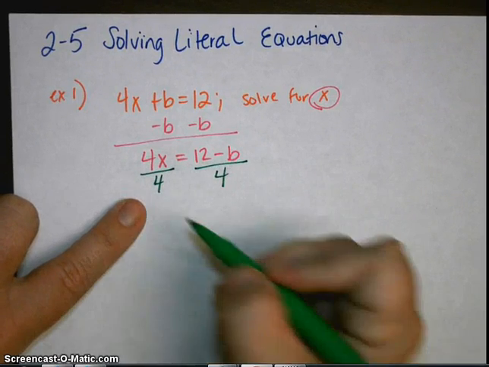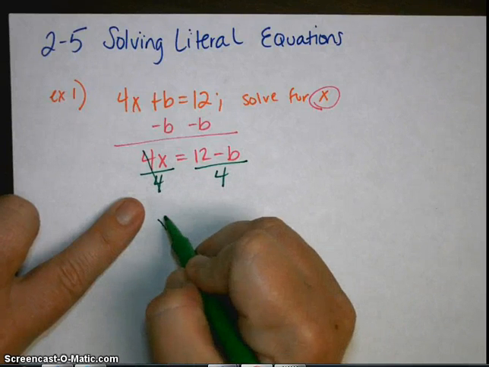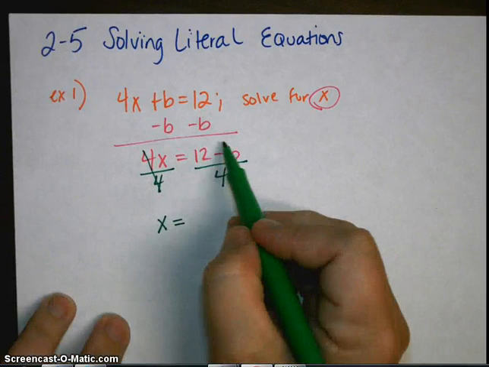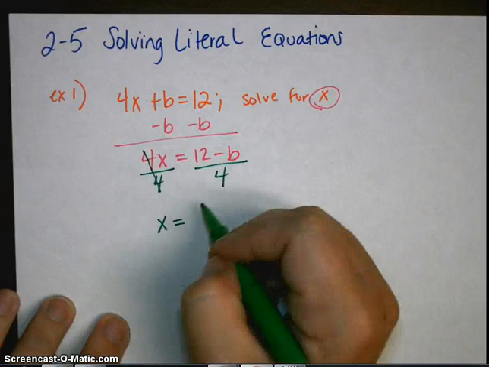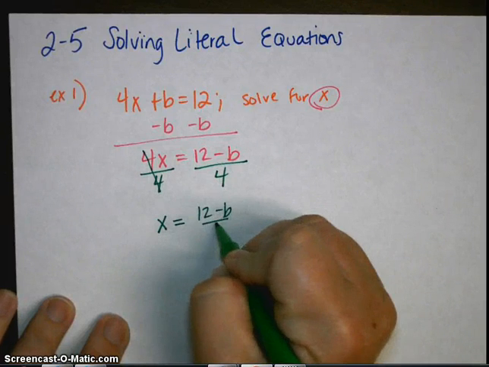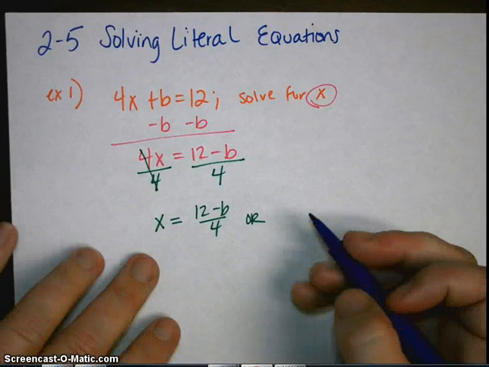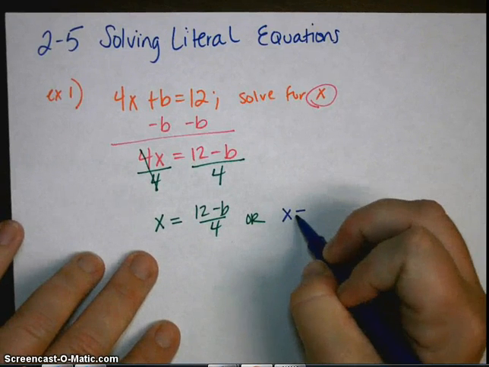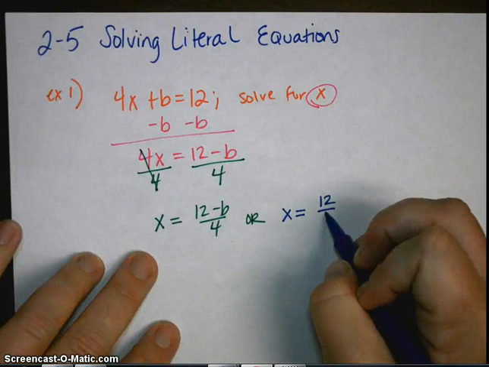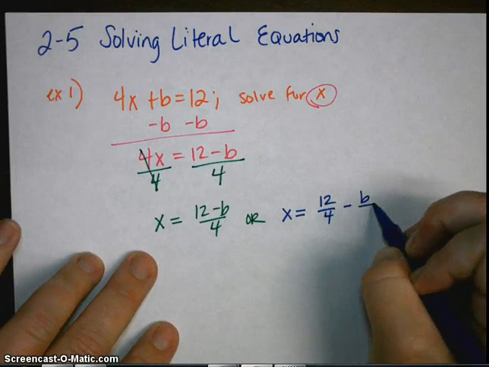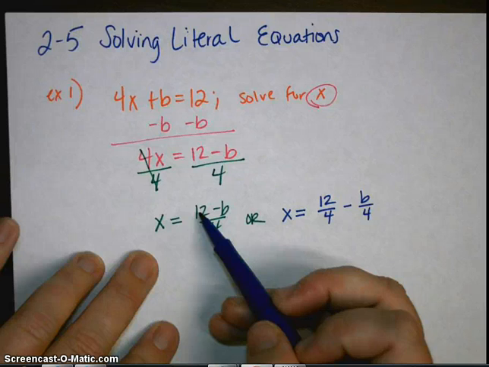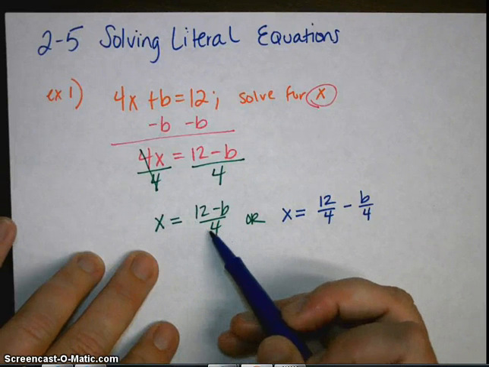Then to get x by itself, I'm going to divide everything through by 4. 4 divided by 4 gives me 1, so x equals (12 minus b) over 4. Now I can split this into two parts, or I can leave it like shown. I can split it into two separate fractions, which would be x equals 12 over 4 minus b over 4. Again, they have the same denominator. It goes for each fraction.